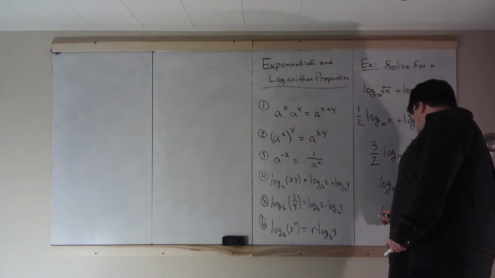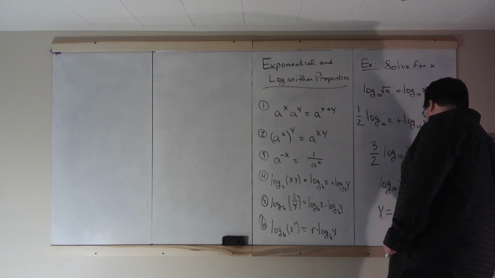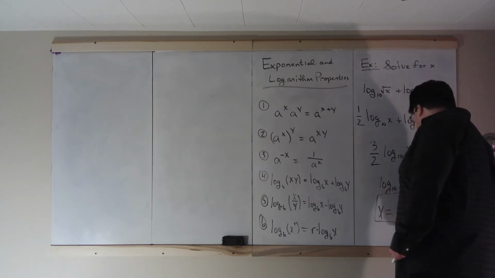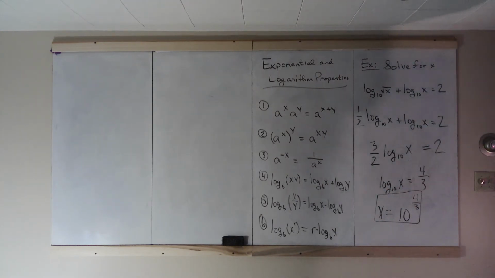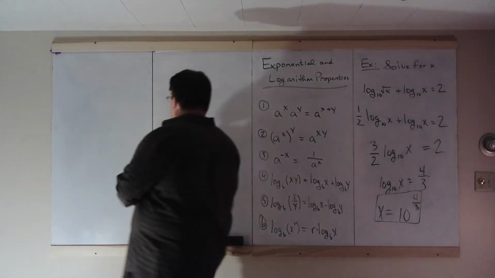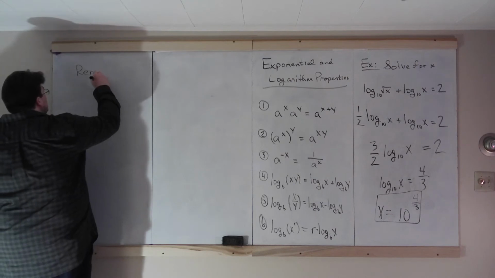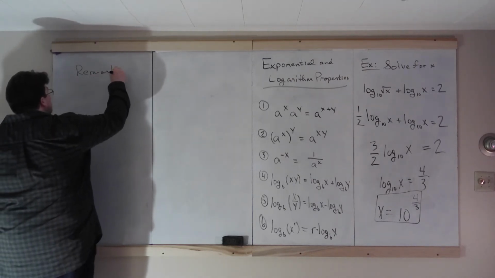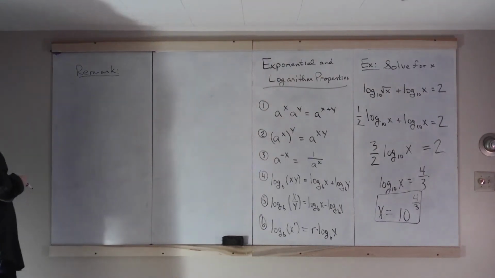The inverse of a logarithm is an exponential. Which exponential are we taking? Well, the base is 10, so we're going to use the exponential 10. 10 to the left side is x. 10 to the right side is 10 to the 4/3. So you get x equals 10 to the 4/3.